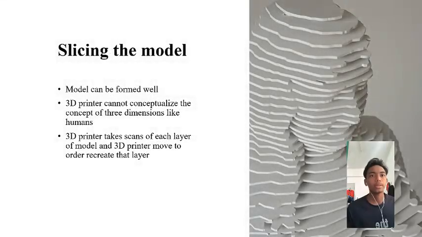This 3D printing technology works by slicing the model. In 3D printing, when a model is created, the 3D printer will slice the model so that this model can be formed well. The model must be sliced by the engineer because 3D printers cannot conceptualize the concept of 3 dimensions like humans. So engineers must slice the model in order that the printer can create the final product. Then the 3D printer scans each layer of the model and moves in order to recreate those layers.